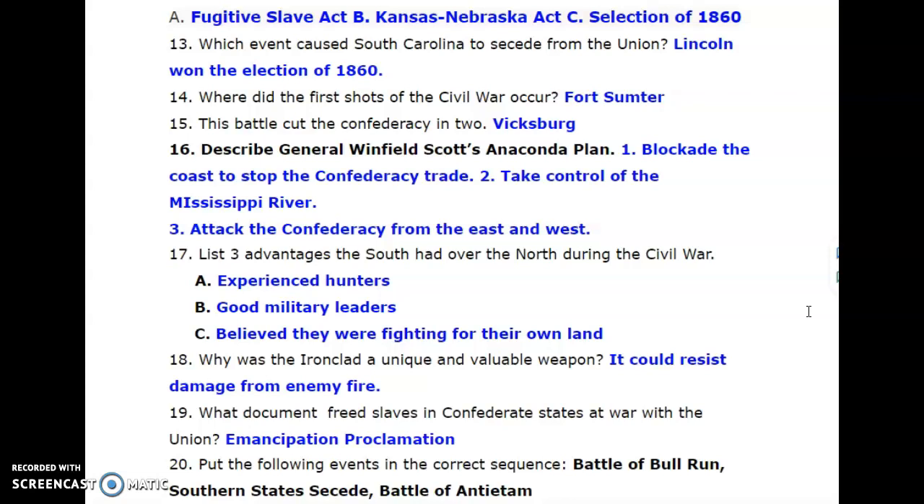Number 19, what document freed slaves in Confederate states at war with the Union? And that was the Emancipation Proclamation. And something that's important to remember about the Emancipation Proclamation is that it did not free all the slaves in the country right away. It only freed those in the South that were rebelling. It did not free slaves in border states that had stayed in the United States and hadn't seceded.